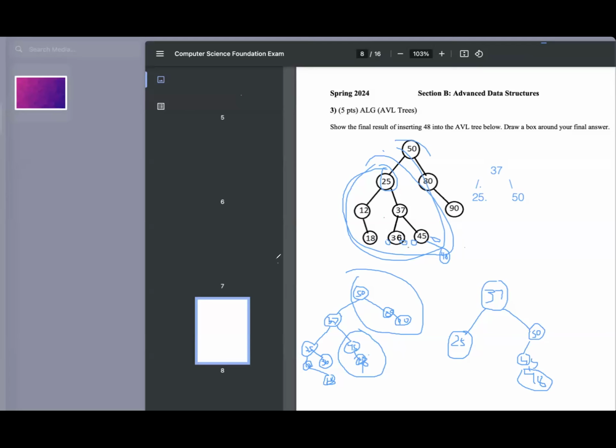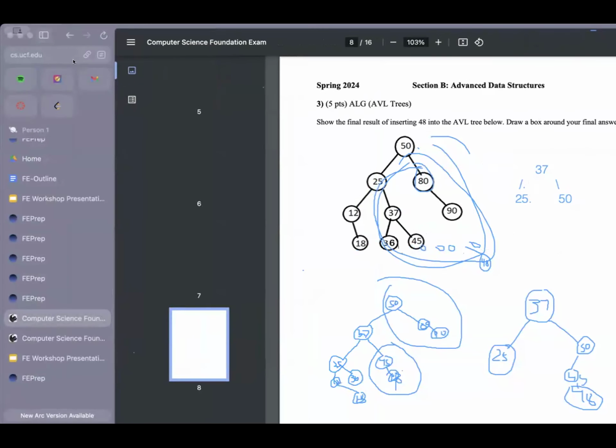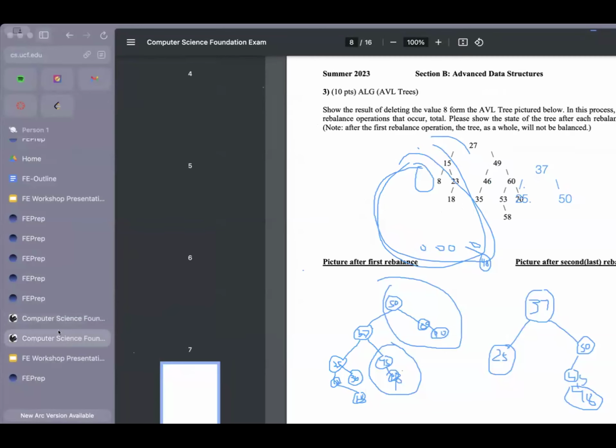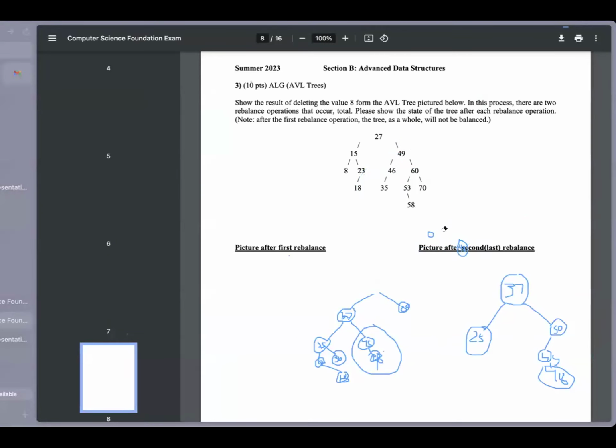One slide. I think this was the other one right here that I had. Yeah, this is the other one that I had planned for. Go ahead and erase all this. All right.